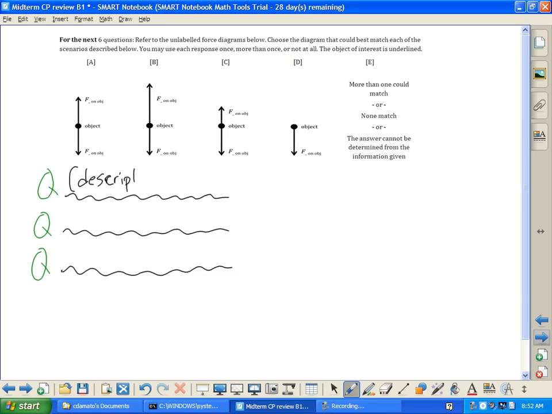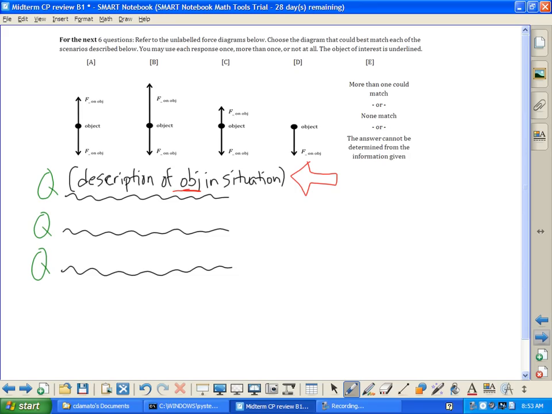Description. What you're going to get here is a description of some object in some situation. So, what do you look for? The object of interest is going to be underlined in every statement. The forces, like what's acting on it.